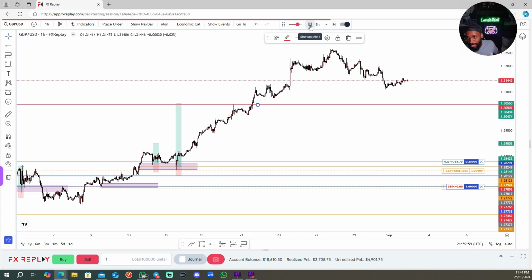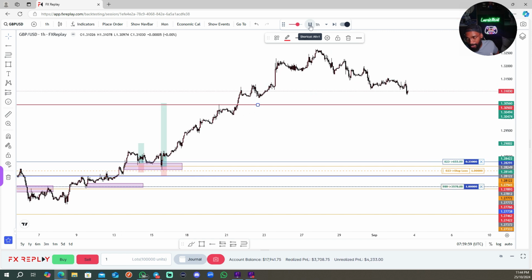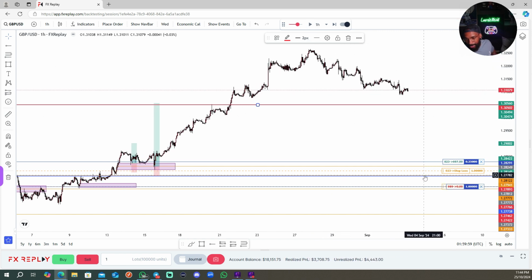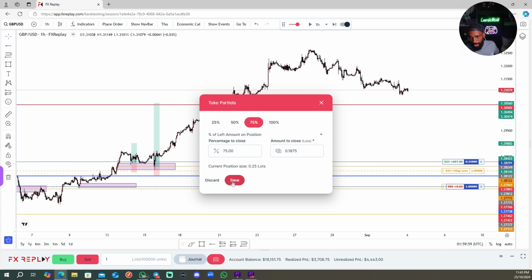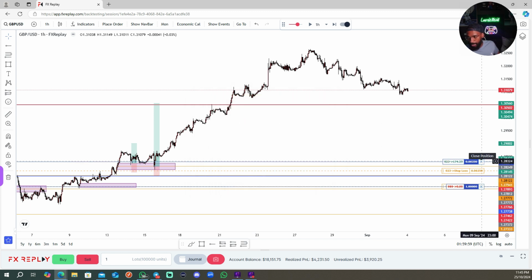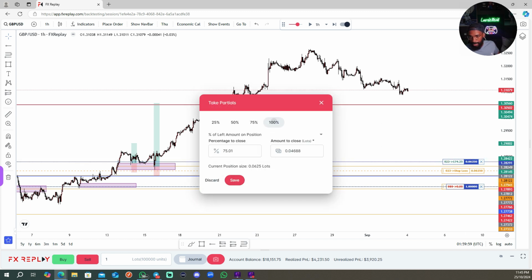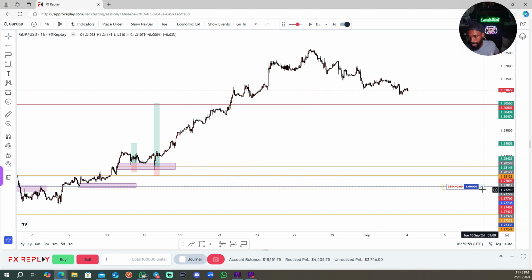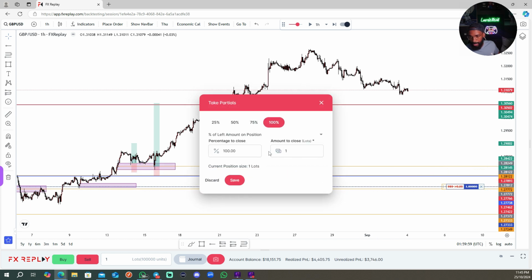But if it hits that red line, guys, guess what I'm going to do? Close it for sure. Okay? It's coming close. I'm going to close it. We had 6K on the table. Now we've got 4. I'm going to close the rest of this trade.